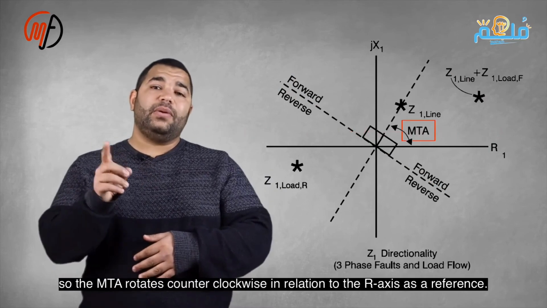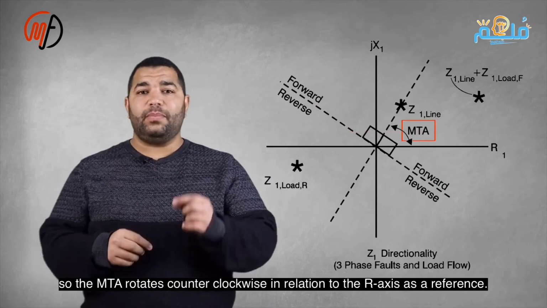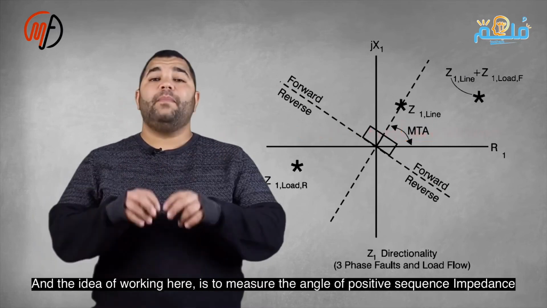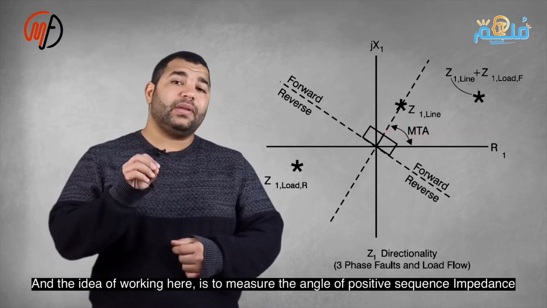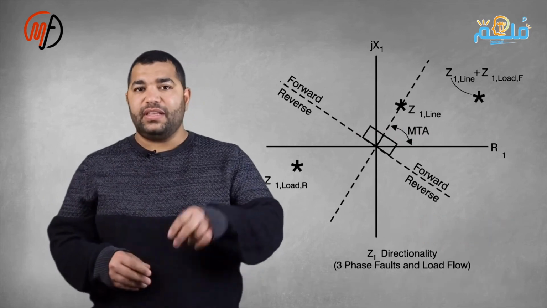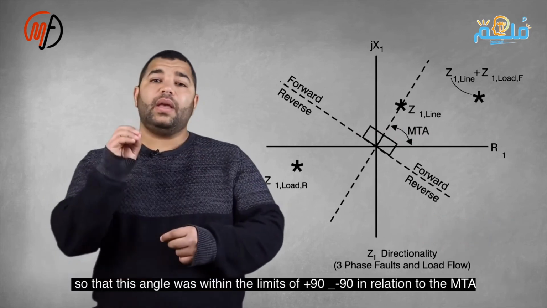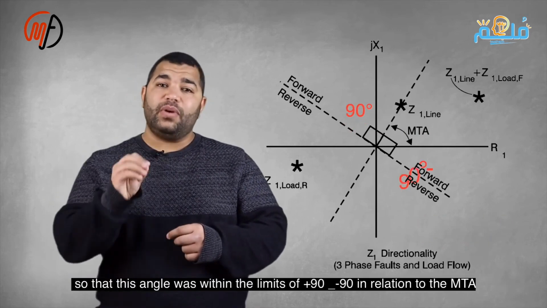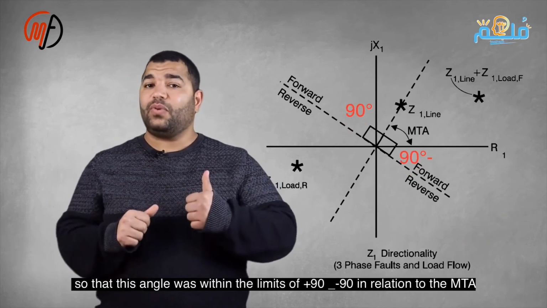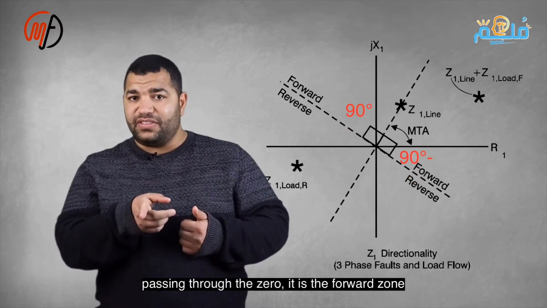The negative and zero sequence impedances are also measured relative to the positive sequence impedance, Z1 line. Measure the sequence impedance angle. If it's between plus 90 and minus 90 degrees, it's in the forward zone. If it passes 180 degrees, it's in the reverse zone. For negative and zero sequence impedance, the forward and reverse zones are opposite to the positive sequence impedance.